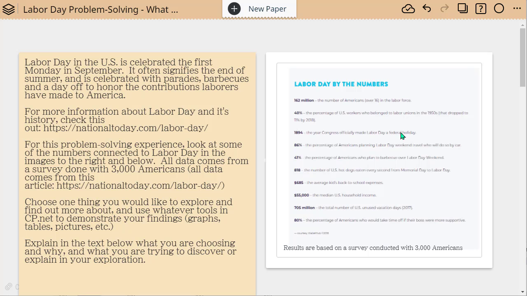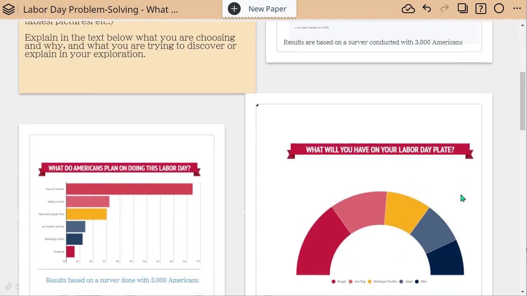But the idea is, here's some information. So you'll notice there's 3 different things. There's some numbers here that talk about the median household income, and how many people are laborers in the workforce at the time. And then there are some graphs. This one is showing what Americans do on Labor Day based on, again, those 3,000 Americans that were surveyed.